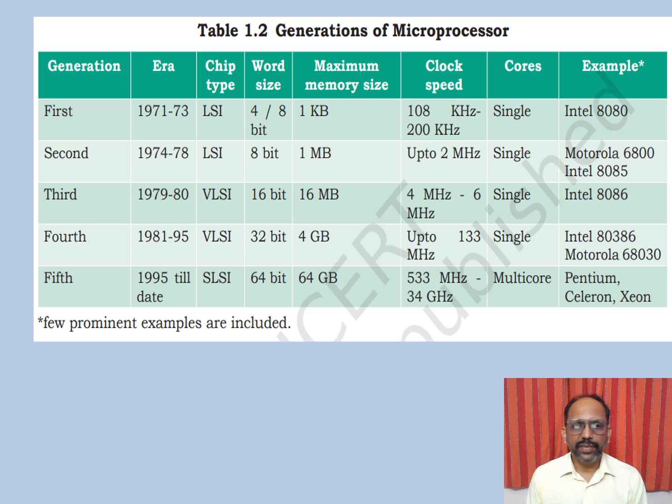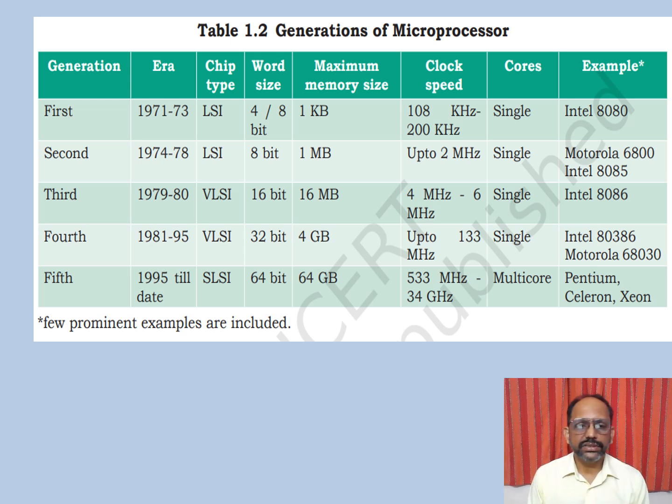The second generation microprocessor started in the years 1974 to 78. LSI kind of microprocessor was used. The word size was 8-bit, and the maximum memory size was 1 megabyte. The clock speed of the microprocessor was up to 2 megahertz, and it is also a single core. Very popular examples of second generation microprocessors are the Motorola 6800 and Intel 8085 processors.